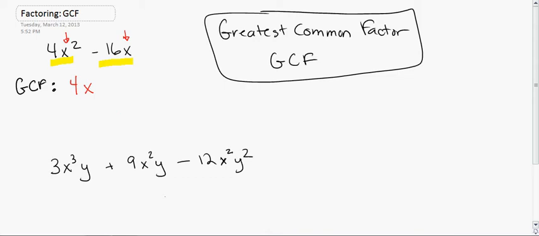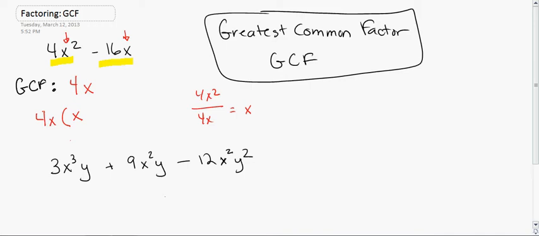All right, step 2. Once I have my GCF, I'm going to divide the GCF out of my polynomial and rewrite. So 4x, parentheses, and then I say to myself, well, 4x goes into 4x squared how many times? 4x squared divided by 4x gives me what for an answer? Well, 4 would go into 4 once, and x squared divided by x would just be an x.